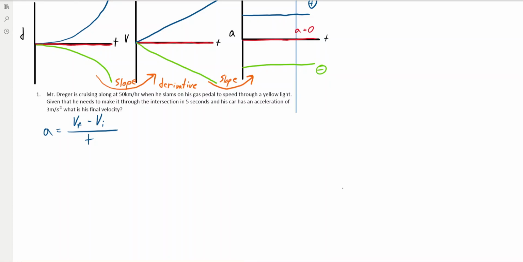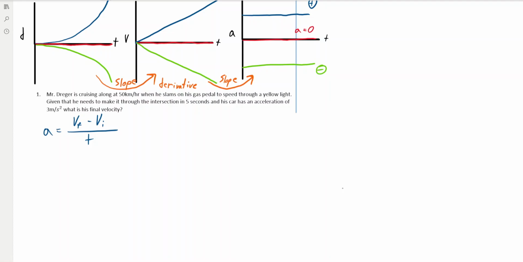Mr. Drager is cruising along at 50 kilometers per hour when he slams on his gas pedal to speed through a yellow light. Given that he needs to make it through the intersection in 5 seconds before the light changes red, and his car has an acceleration of 3 meters per second squared, what is his final velocity?